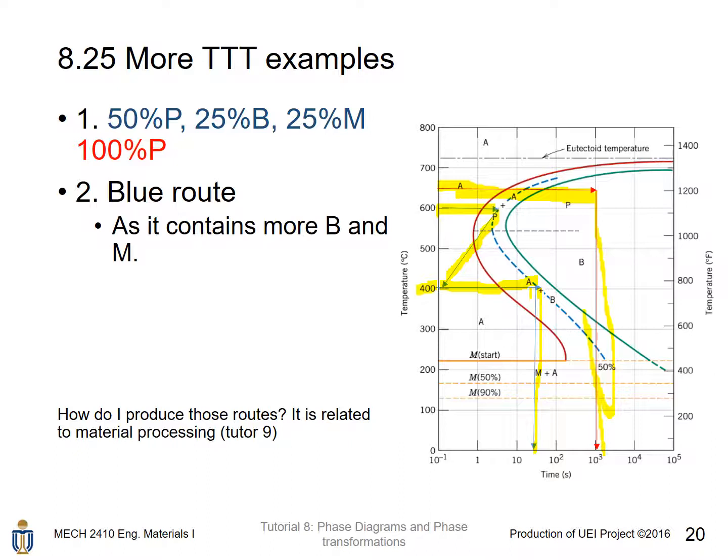And the blue route will produce a steel with a higher strength, as it contains more bainite and martensite, which are much stronger than pearlite. And how do I produce these routes in real life? It is related to material processing methods, which I will describe in tutorial 9.